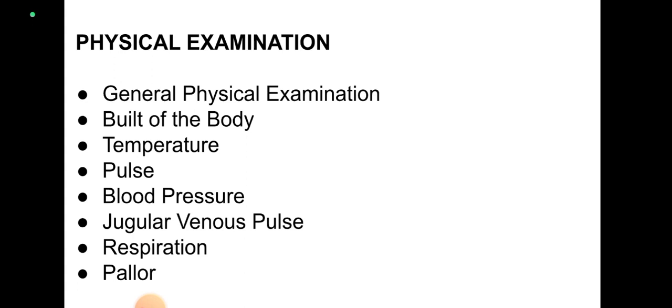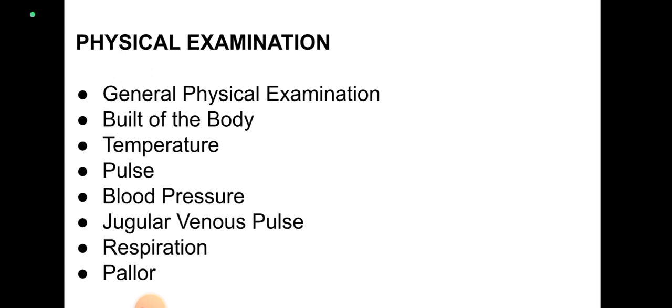After that, we measure the jugular venous pulse. It provides an estimate of central venous pressure, and hence it denotes the volume status and cardiac function of the patient. After the jugular venous pulse, we look at respiration. The normal rate of respiration is 12 to 16 per minute in adults. Any deviation is also noted.